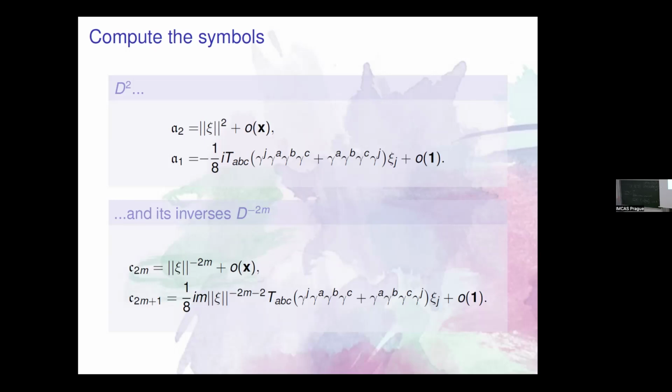So, for instance, for the Dirac operator with torsion, this is the symbol of order 2. This is the symbol of order 1, which has this torsion term, and then you can write what are the symbols of the inverse, D to the power minus 2m. So this is D squared, this is D to the minus 2m. And then you write two symbols like that. And this is just the technique to get the result. Okay.